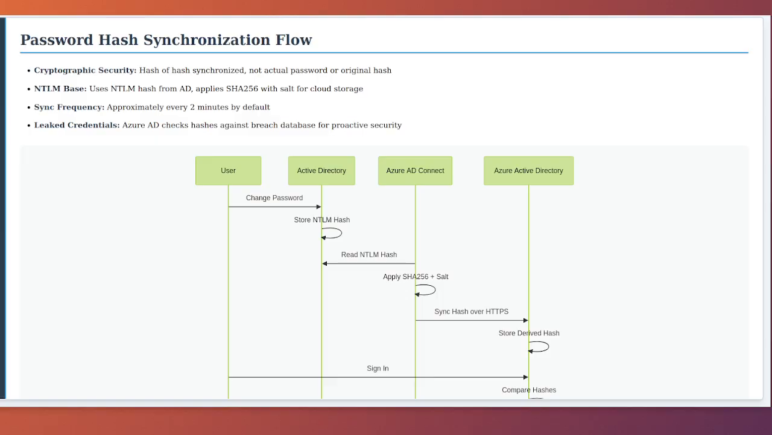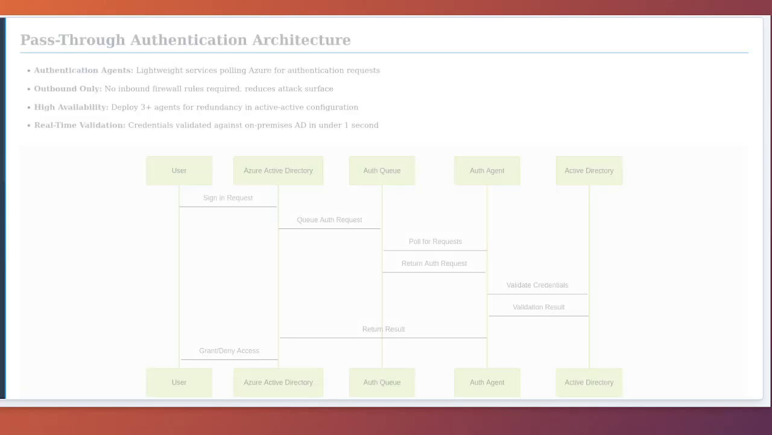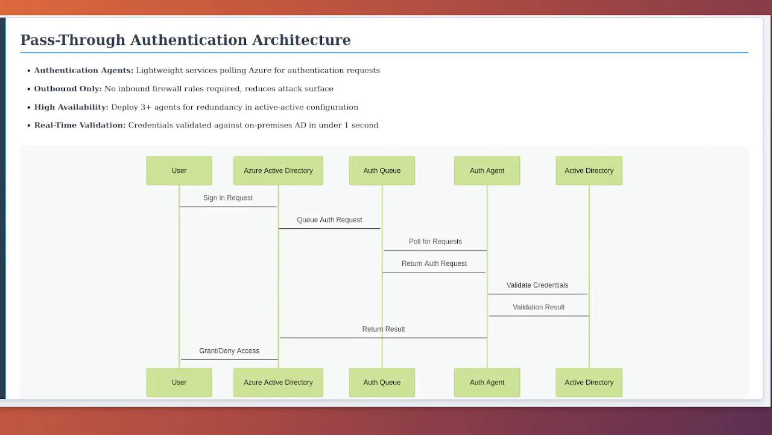When password hash synchronization is enabled, Azure AD can check synchronized password hashes against this database and alert administrators when users are using compromised credentials. This provides an additional layer of security that is not available with pass-through authentication or federation, where passwords never reach Azure AD for comparison. The leaked credential protection feature helps organizations proactively respond to credential compromise before attackers can exploit those credentials. Pass-through authentication implementation.